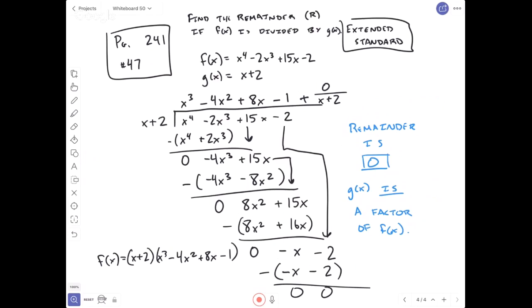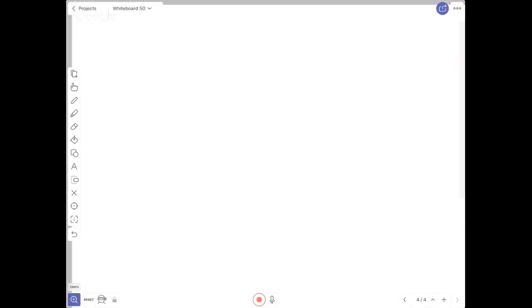Cool. So that was an extended standard, knowing and applying the remainder theorem via long division. Okay, and then I'm going to do another long division problem because we had another standard that had to do with long division, which was, can you apply long division to rewrite simple rational expressions in different forms? So another one, same problem set in the book, but a different standard it's applied to, is we're going to rewrite.